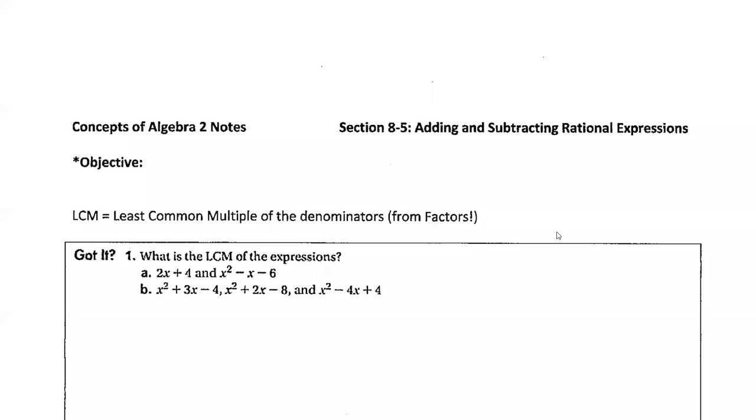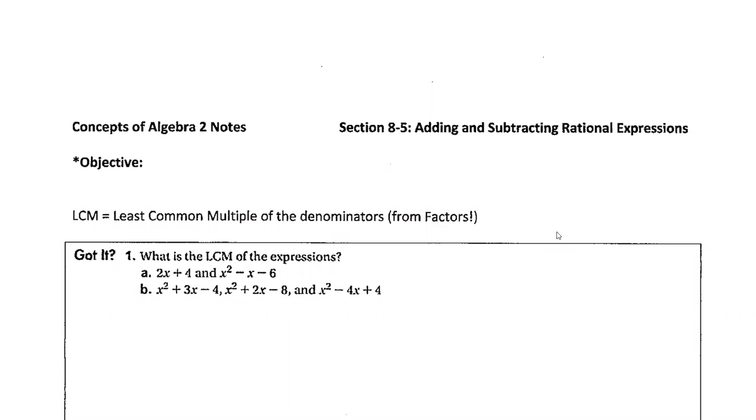So section 8.5 is all about adding and subtracting rational expressions. One thing, remember a rational expression is basically variables in a fraction, right? One thing that's really important, if you just remember when you add basic fractions, you need to get a common denominator before you can add or subtract fractions.